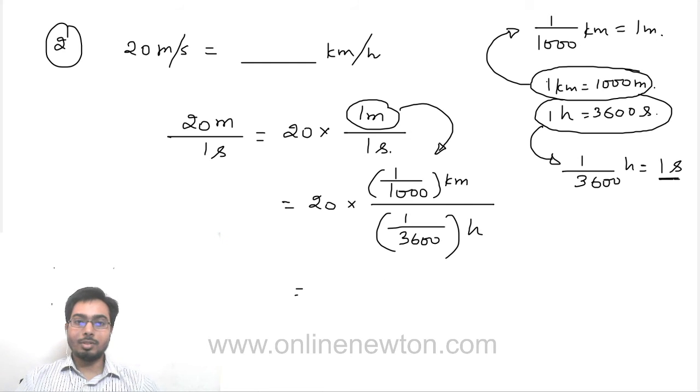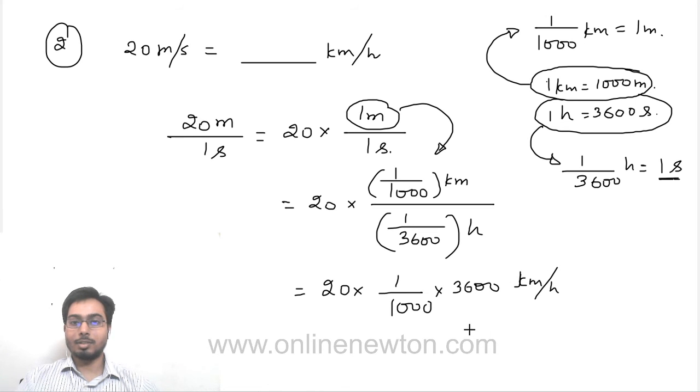Now you have to take the reciprocal and do it. So it can be written as something like this. 3600 will go up and it is kilometers per hour. That's it. You can see it is 36 into 2. That is 72 kilometers per hour. Oh, that's wonderful. That's the answer.